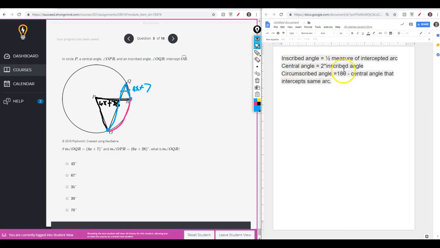So a central angle is going to equal twice the inscribed angle for having the same intercepted arc. That's the context of it. So our central angle is 6x plus 28, equal to 2 times the inscribed angle. Since the inscribed angle is OQR and it has more than one term, I'm going to write it in parentheses. There's 4x, which is one term, plus 7, which is another term. Since there was more than one, I put it in parentheses.